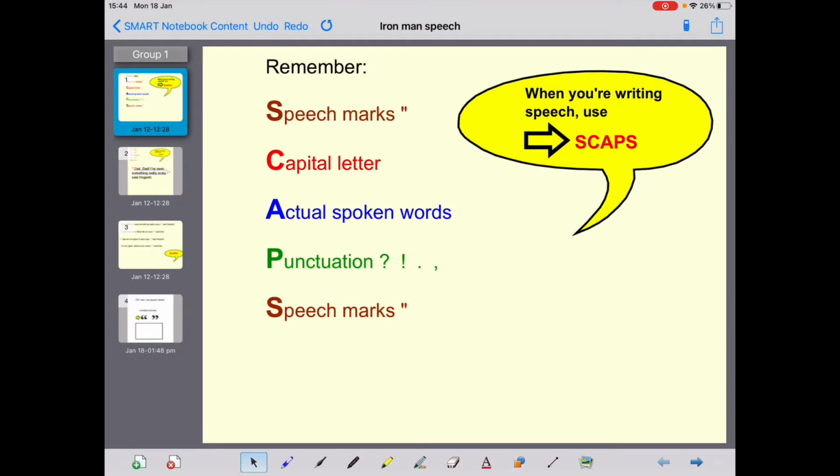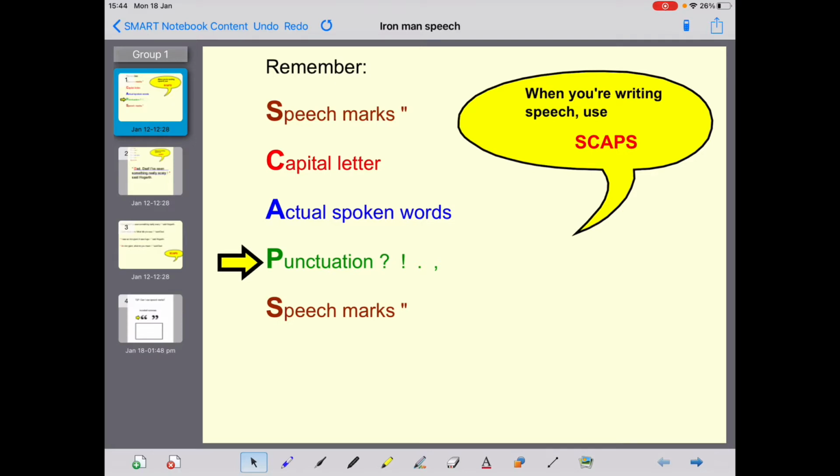Punctuating speech correctly can be tricky, but not when you've got this acronym, SCAPS. That really helps us to remember what we need to do to punctuate speech correctly. So let's move our arrow. First of all, we have to start with the speech marks. After that, we always need a capital letter. Then we write down the actual spoken words. What did the person say?